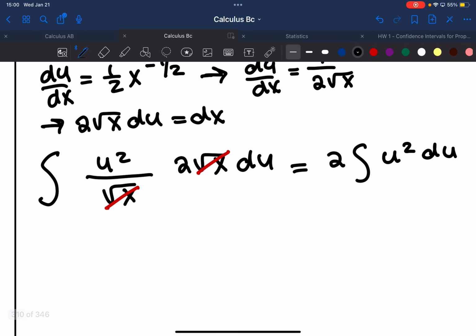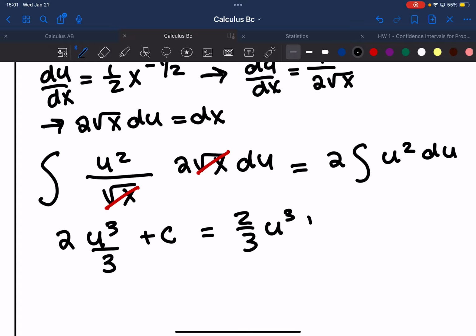Okay, now I can take the antiderivative. And what would the antiderivative of u squared be? Plus c, which I can take out that coefficient of 1/3 and multiply it by 2, and I get 2/3 u cubed plus c. And then last step, plug in u. So I have 2/3 times the square root of x minus 1 cubed plus c.